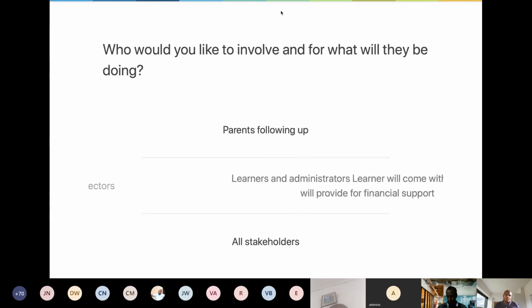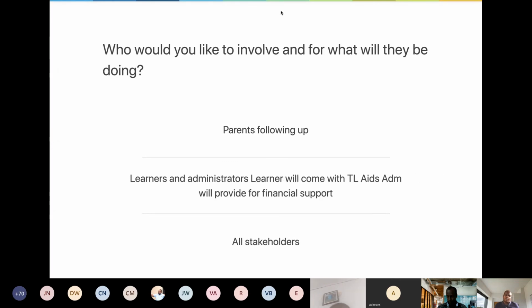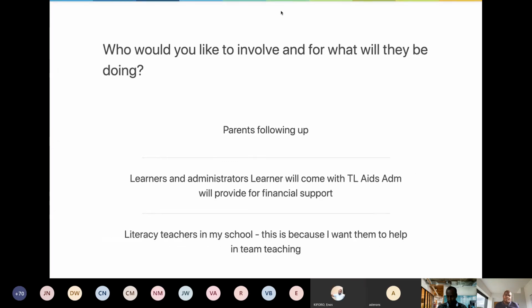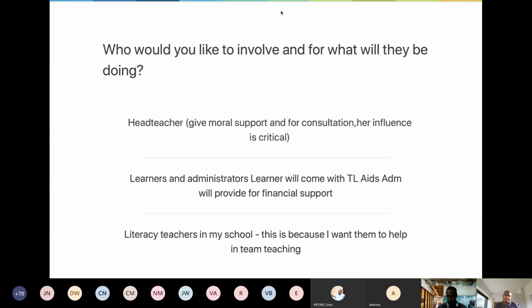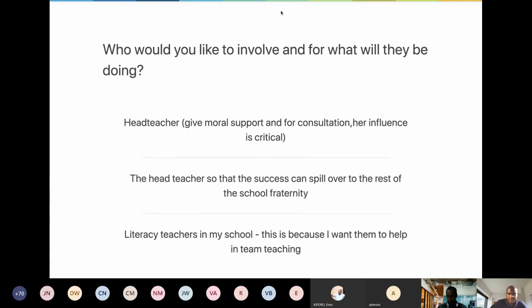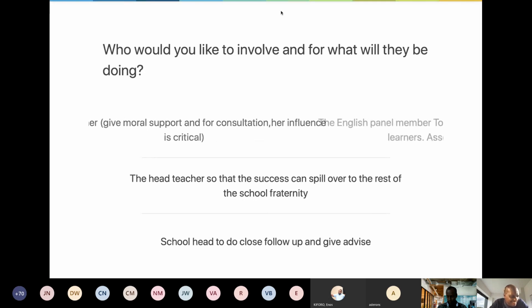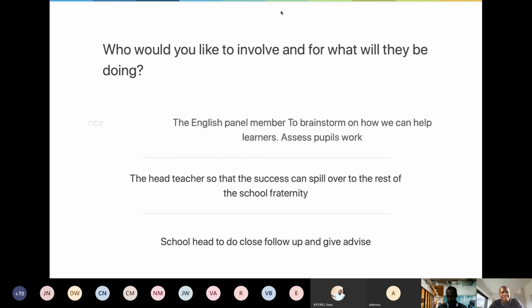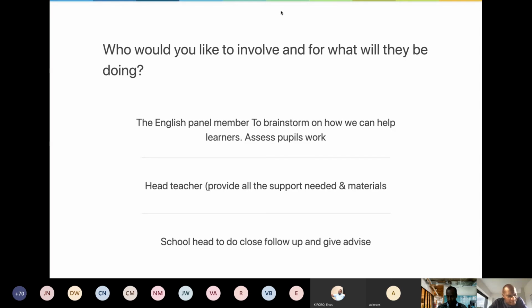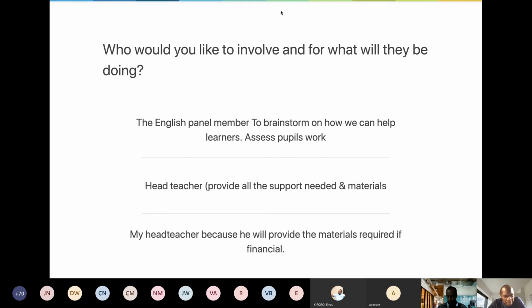Parents for following up. Then we have head teacher to give moral support and for consultation. Her influence is critical, very good. The head teacher so that the success can spill over to the rest of the school fraternity. School head, nice, so that they can be close. English panel member to brainstorm on how we can help each other in assessing pupils. Head teacher because he will provide materials required.